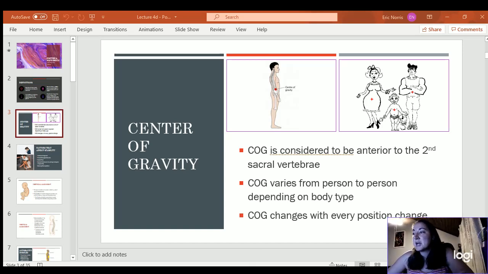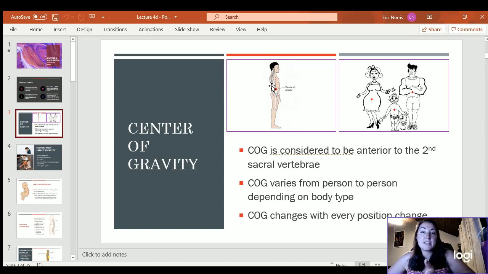Okay. The center of gravity is considered to be anterior to the second sacral vertebrae. That is in the average person, but of course, from one person to another, depending on how they are shaped and where they carry their body weight, the center of gravity is going to be a little bit different. If you're bottom heavy, then it's going to be a little lower. If you've got broad shoulders and small legs, it's going to be a little bit higher.